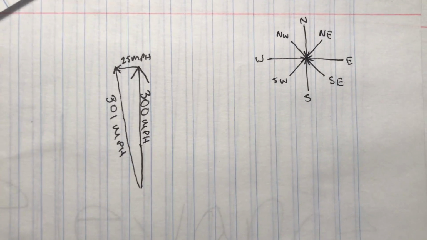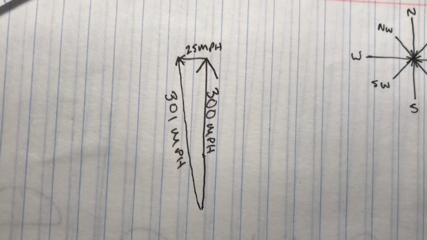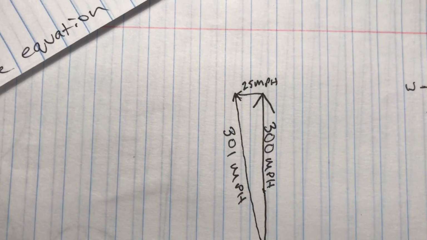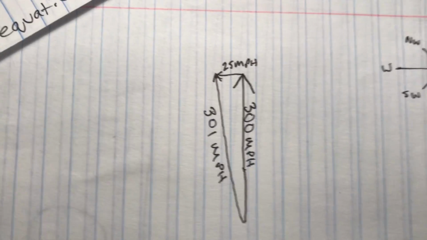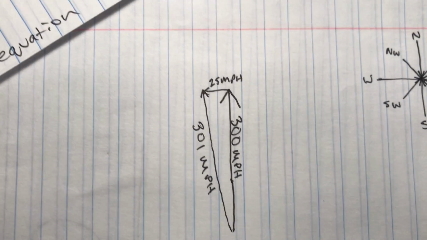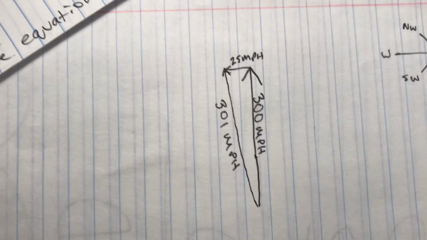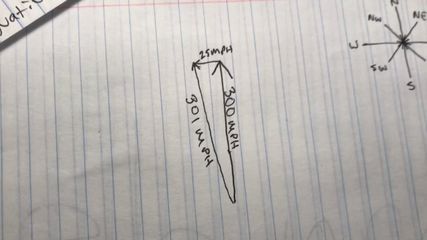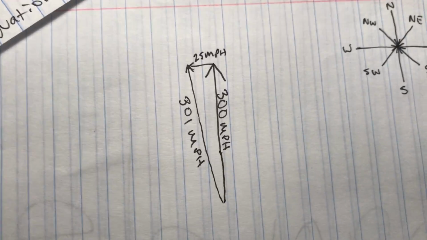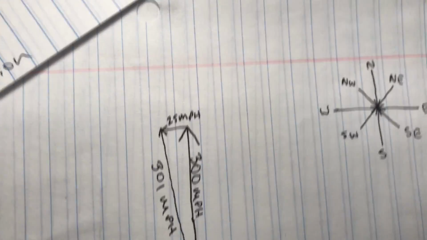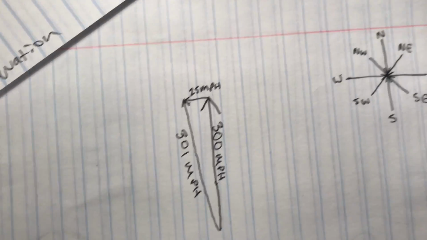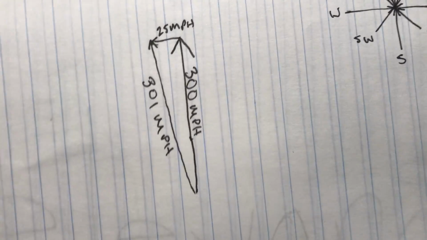Another example can be used in real life. If a plane is moving to the north at 300 miles an hour, as shown by this vector here, and the wind is blowing west at 25 miles per hour, which can be shown by this vector, then after calculating the size of the third arrow and its direction, you will get a vector that is pointing to the north-northwest and with a size of 301 miles per hour, meaning the plane will now be heading to the north-northwest at 301 miles an hour.